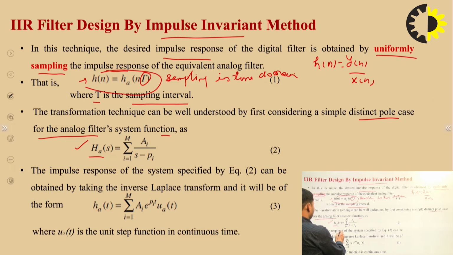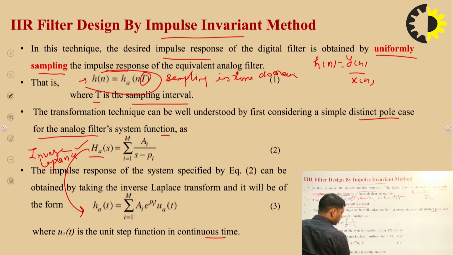The impulse response of the system specified by equation 2 can be obtained by the inverse Laplace transform. The inverse Laplace transform of equation 2 will be h a of t equals summation of i equals 1 to m, A i e raised to p i t, u a of t, where u of t is the unit step function in continuous time.